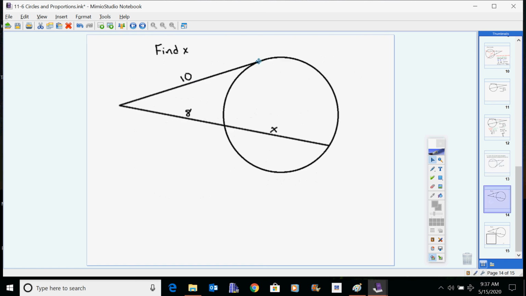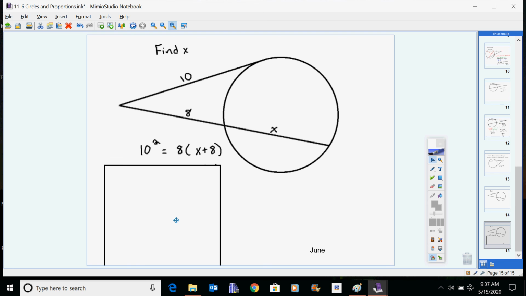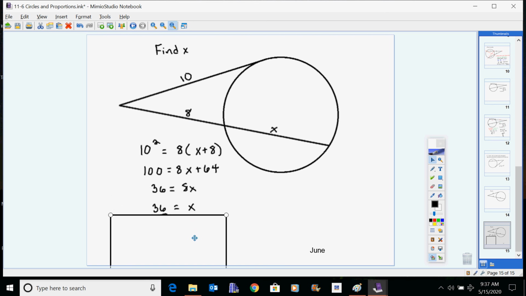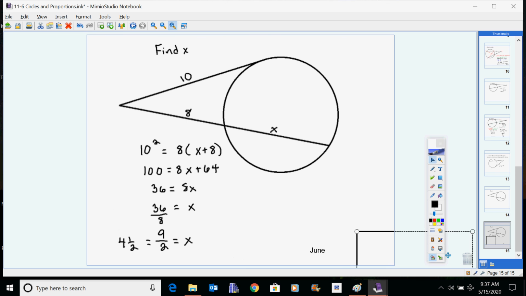And when you do this, this is the part that's squared, and this times this. Okay? The tangent, there's not two pieces to it, so we've got the tangent times itself, and 8 times x plus 8. So we have 100 and 8x plus 64. We solve this, and we end up with 9 halves, which is 4 1/2, which is 4.5.